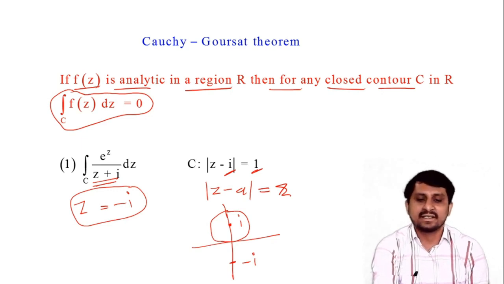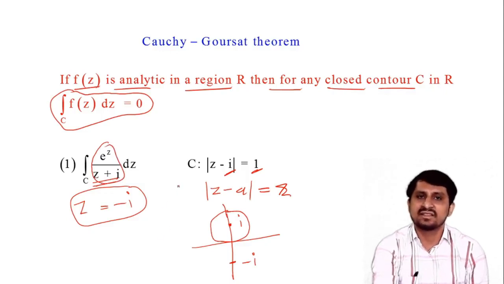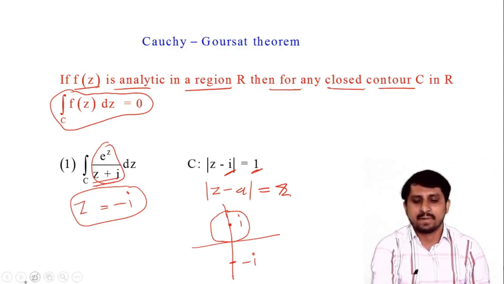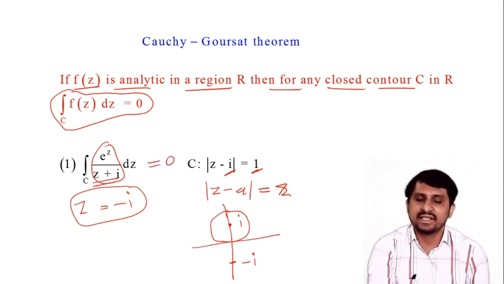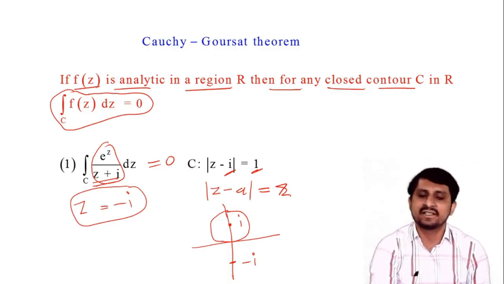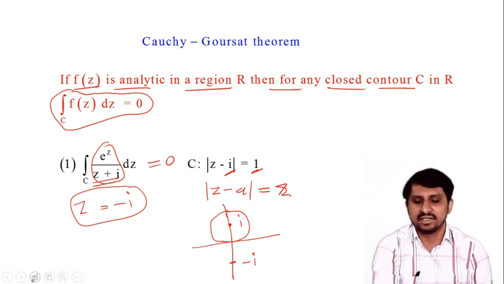So that's why we can say that the whole function e raised to z upon z plus i is analytic inside the circle, and using the Cauchy-Goursat theorem, I can write that the value of the integration is 0. Just write: f of z equal to e raised to z upon z plus i is analytic everywhere except at z equal to minus i, but minus i is outside the circle. So using the Cauchy-Goursat theorem directly you can say that the value of the integration is 0.